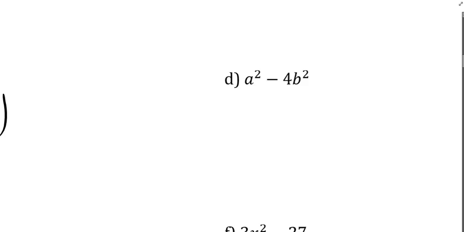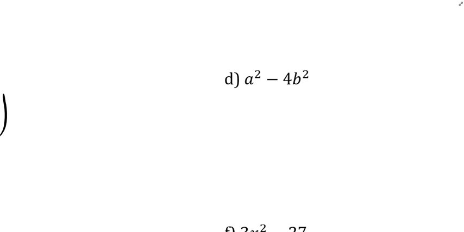A squared minus 4B squared. So it's a little bit different. It's got a B squared in there, but that's still a perfect square. Still only two terms because it's 4 times B squared. It's not like 4 plus B squared. That would change things. Okay, so this is still a difference of squares.